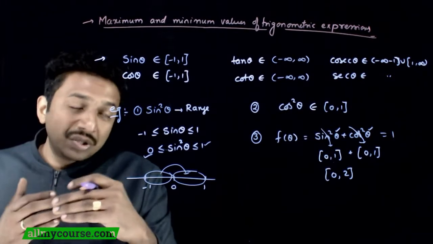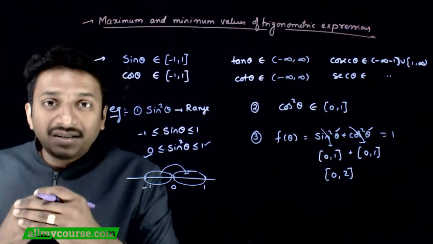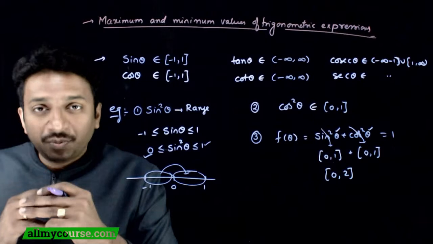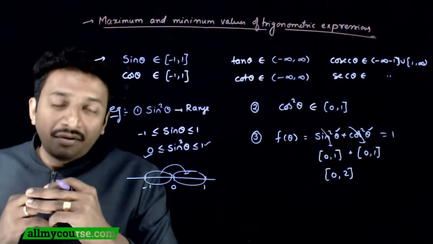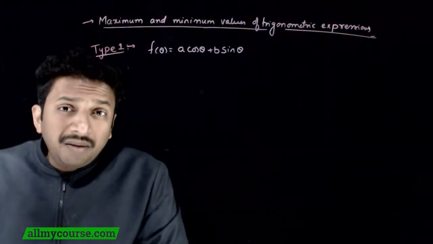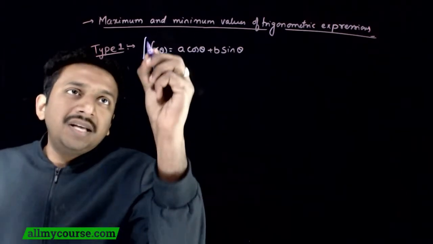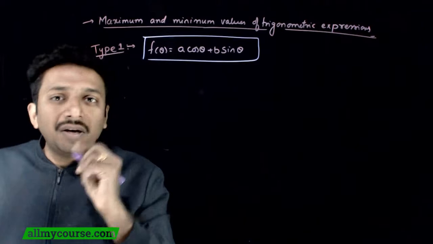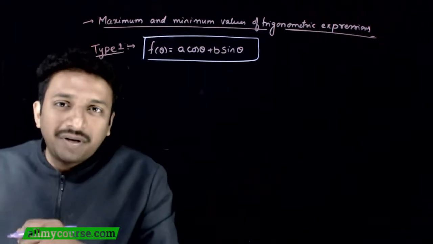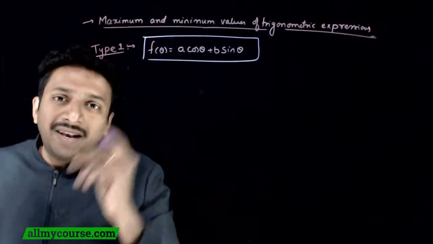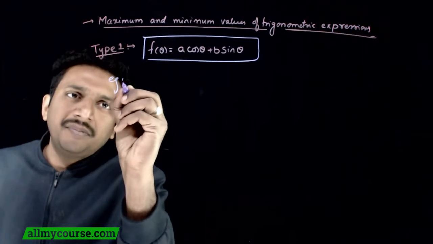Now let us go for some other standard types of expressions that you might encounter often. One of the important types of trigonometric expression that you'll come across is f of theta is equal to a cos theta plus b sin theta. This is the most important. So how do we analyze this? Let us take an example.